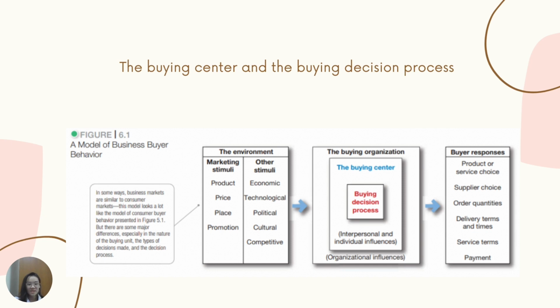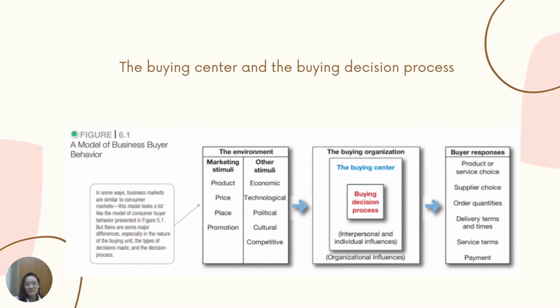In this model, marketing and other stimuli affect the buying organization and produce certain buyer responses. To design good marketing strategy, marketers must understand what happens within the organization that turns stimuli into purchase responses. Within the organization, buying activity consists of two parts: the buying center, composed of everyone involved in the buying decision, and the buying decision process. The model shows that the buying center and the buying decision process are influenced by internal organizational, interpersonal, and individual factors as well as external environmental factors.